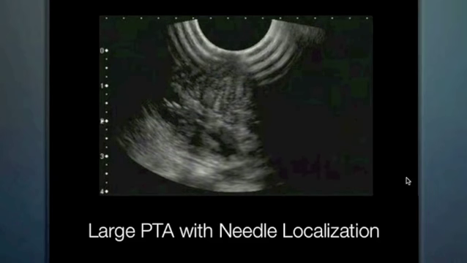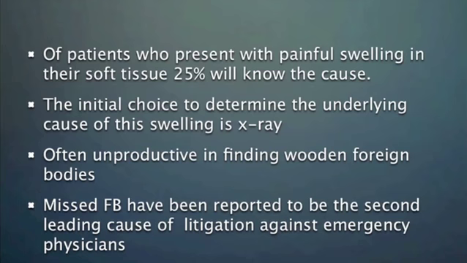Foreign bodies can often be challenging to find in their location and their cause. In fact, of patients who present with painful swelling in their soft tissue, only 25% will find out what the cause is. Usually physicians turn to x-rays to identify the underlying cause of patients who come in with swelling. Unfortunately, this is often unproductive, since a lot of times it's a wooden foreign body that's causing the swelling, and wood does not show up very well, if at all, on an x-ray.